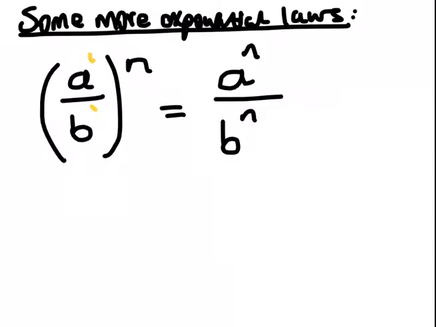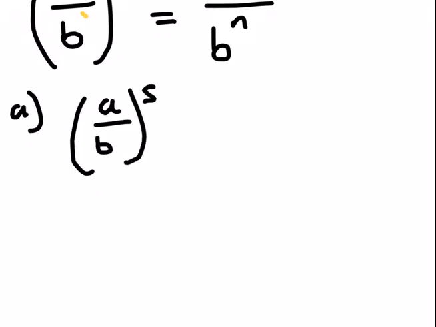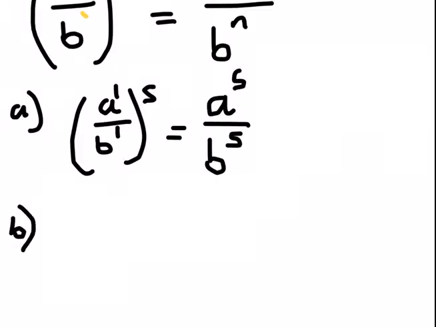Maybe let's just do a few examples and see how we apply that law. Let's say we have example A, where we have A over B to the exponent of 5. The answer for this one should just be A to the exponent of 5 over B to the exponent of 5, simply because you have an invisible 1. That's it with that one.